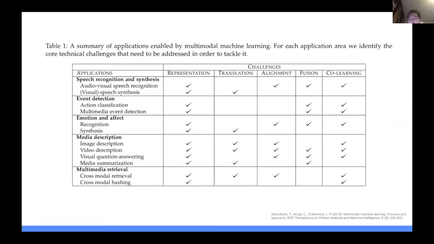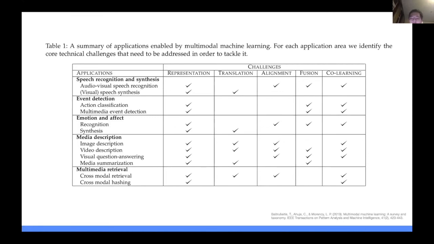Multimodal machine learning enables a wide range of applications such as speech recognition and synthesis, event detection, emotion and media description, and multimedia retrieval. Each of them is relevant to 2 or more technical challenges. For example, in emotion recognition, we have acoustic signals, image information, and text. And to capture the interaction among different modalities, we may want to align image and speech signals to the text in the temporal domain, and fuse these features to make predictions or learn a shared representation.